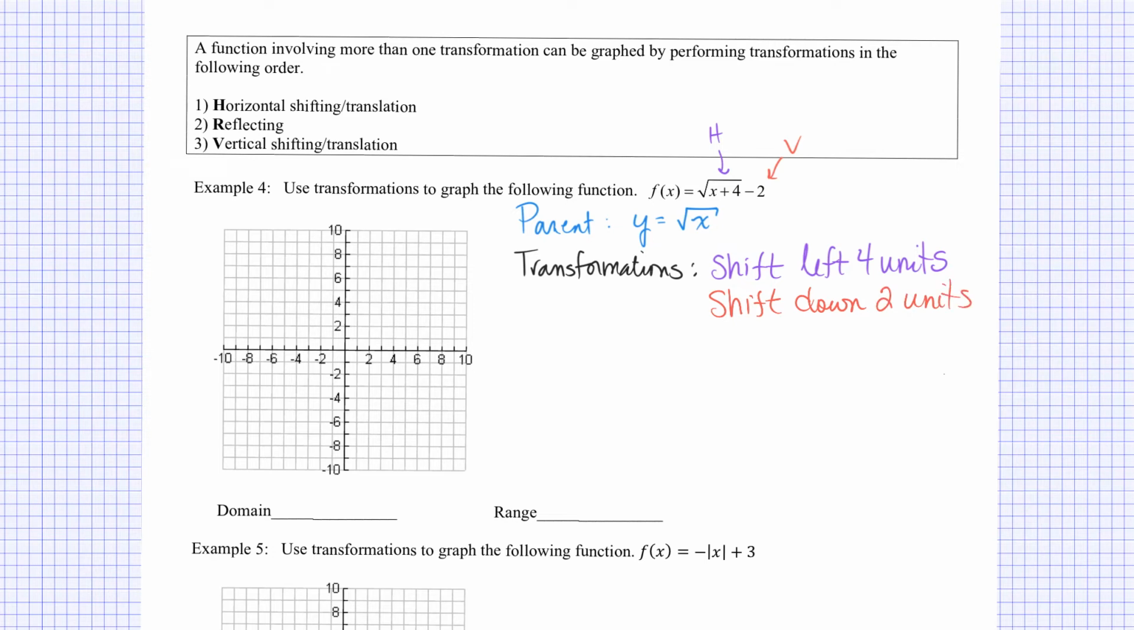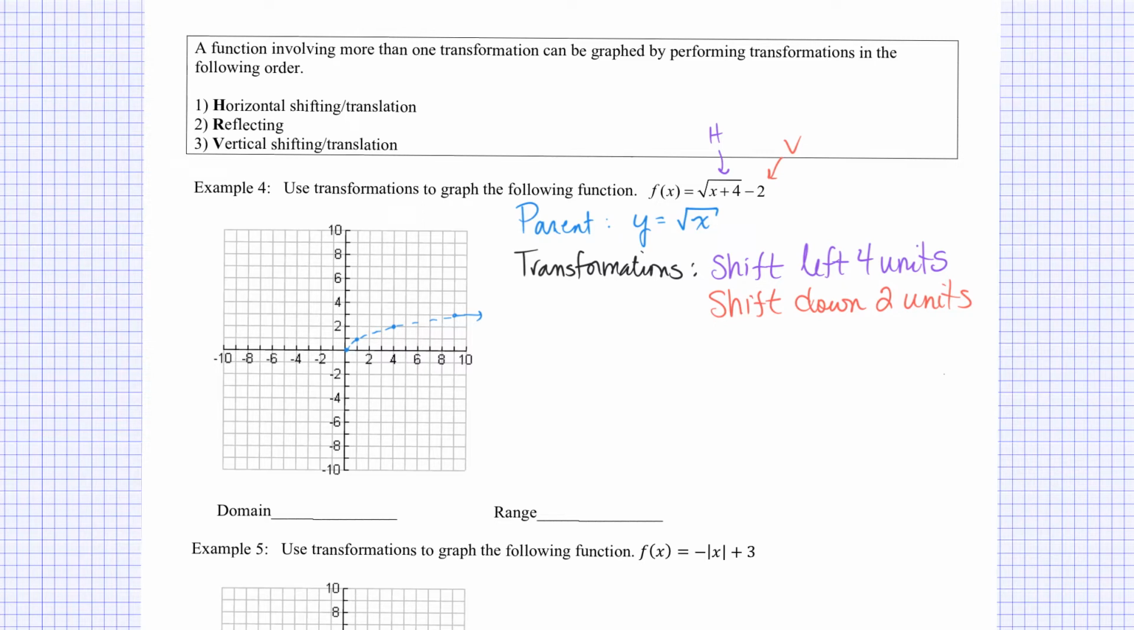So let's go over here, and once you get more comfortable and familiar with this, you might not need these intervening steps, but I'm going to go ahead and show them. I'm going to put my parent function on there, very light dotted line: (0, 0), (1, 1), (4, 2), (9, 3). The first thing I'm going to do is take each of these points and shift them left 4 units.